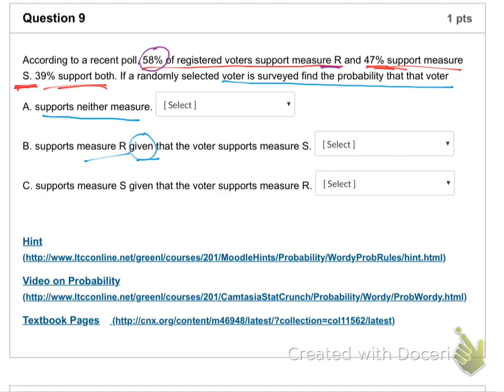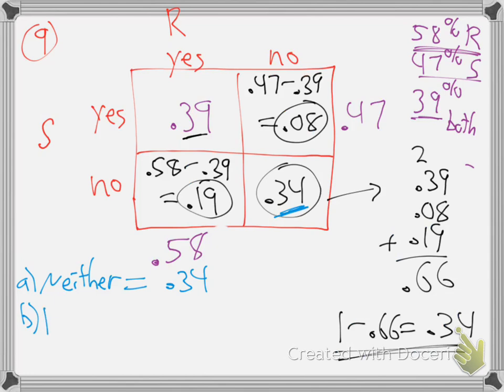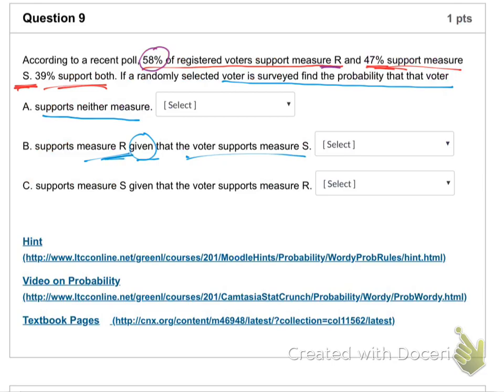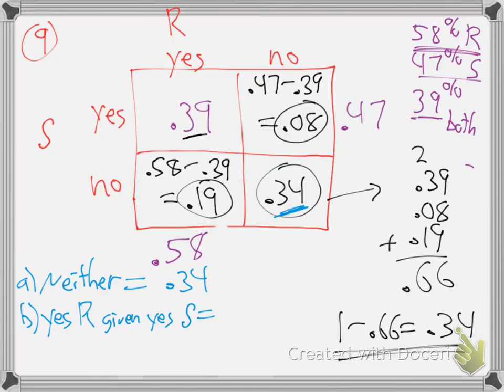Part B, supports R given they support S. There's the given, that key word. So, well, I should say yes on R. Let me make that more clear. Yes on R given yes on S. Right? Is that what they're saying? Supports R given they support S. Yeah. So yes on R. What's the probability of yes on R given that they're yes on S?